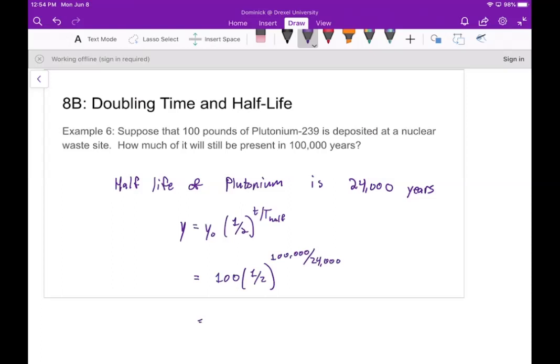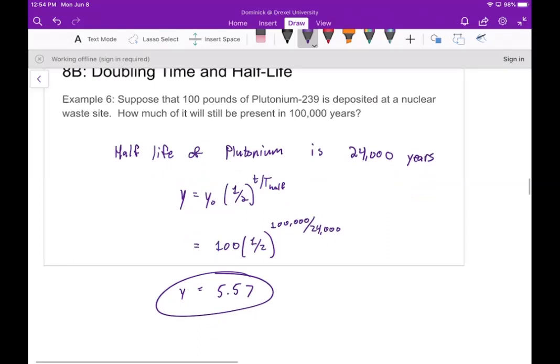So I'm going to have the exponent be 100,000 over 24,000. Of course, if we enter this into the calculator, I need to do 100 times parenthesis 1/2 to the parenthesis 100,000 divided by 24,000. And that will give me roughly 5.57. So we get that after 100,000 years, this 100 pounds will have decayed to 5.57 pounds.